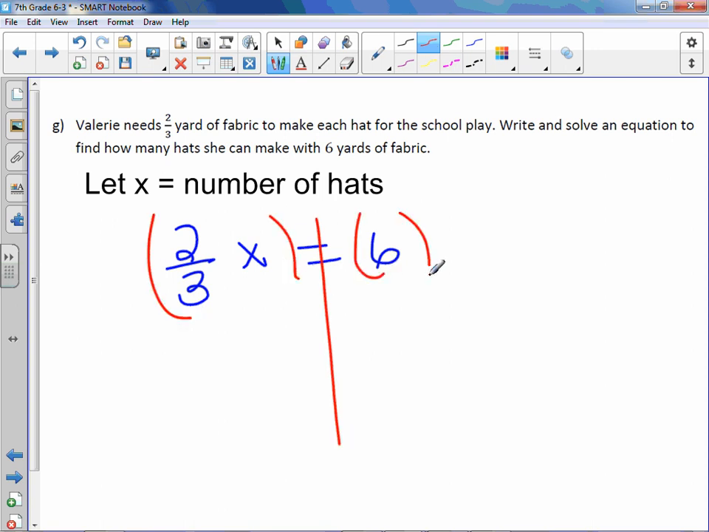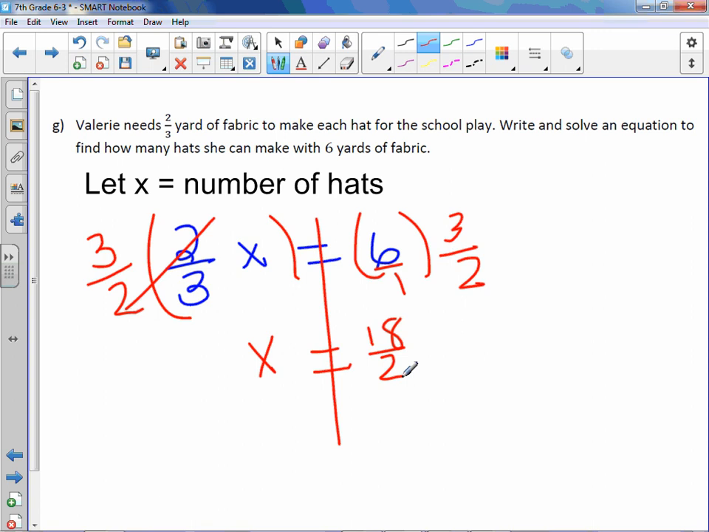Multiply both sides by the reciprocal, which is 3/2. Those cancel and leave you with x. And I'll put my 6 over 1. 6 times 3 is 18. 1 times 2 is 2. And 18 divided by 2 is 9. So how many hats? 9 hats.